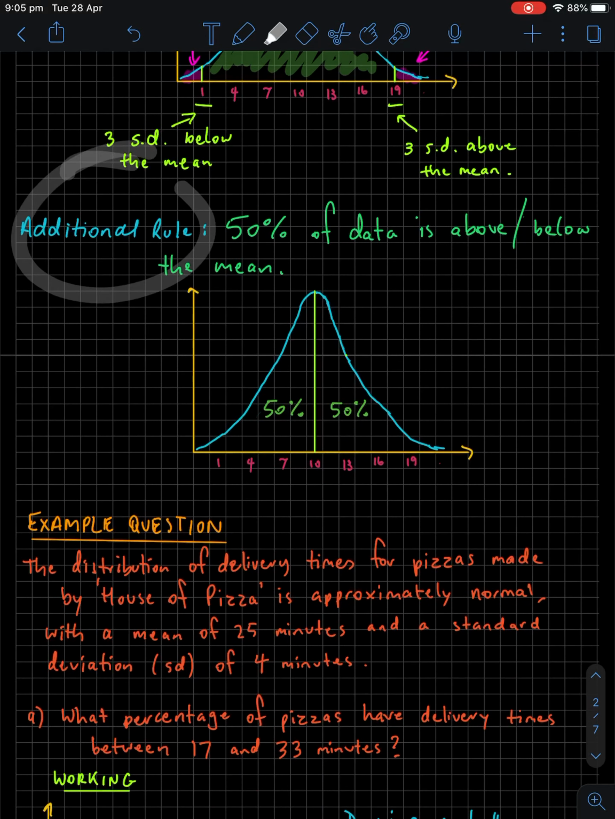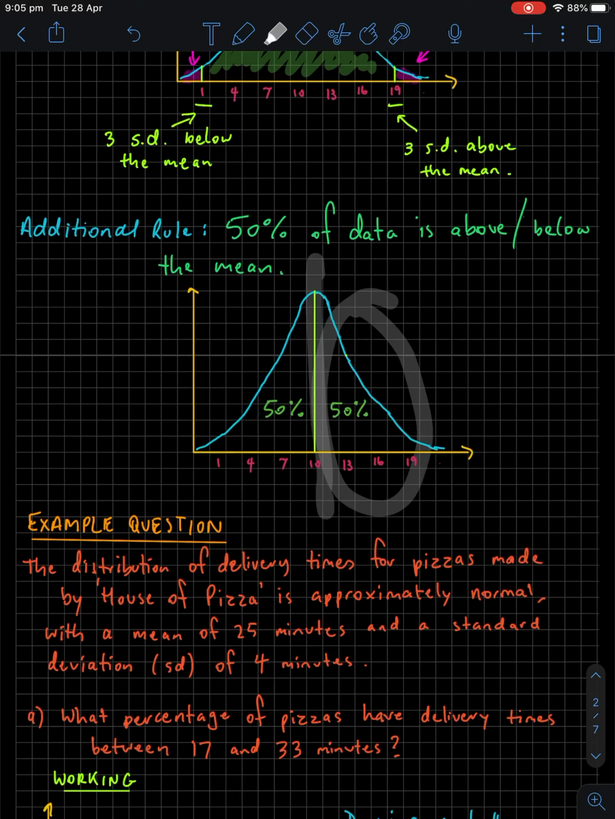Now, there's an additional rule that you need to be aware of. 50% of data is above and below the mean. So this one here is a little bit easier to see. So there's our mean there. We can see that half of the data, half of the curve, is above that number 10, and 50% is below that mean as well. So these numbers do help us out with a lot of questions as well.